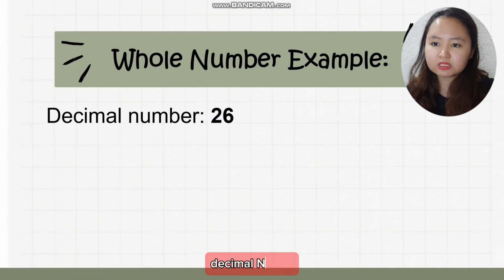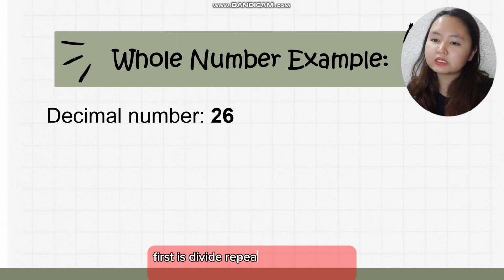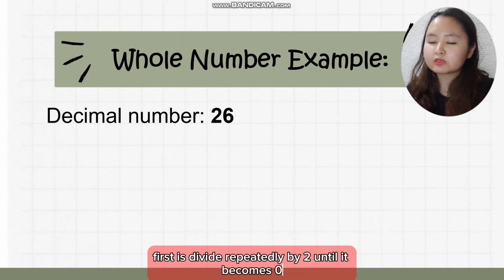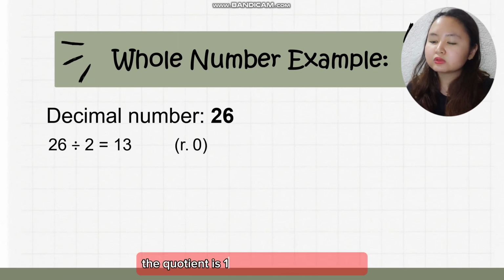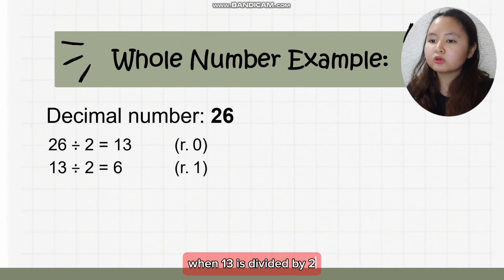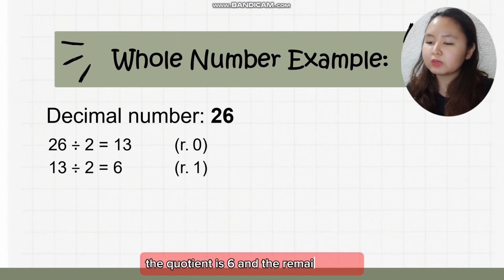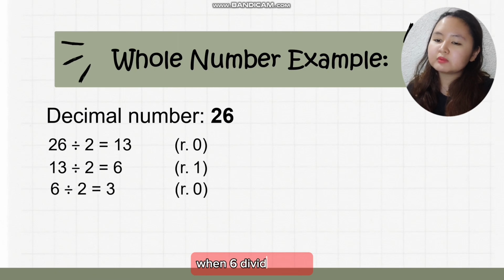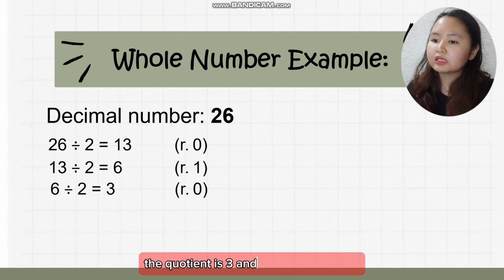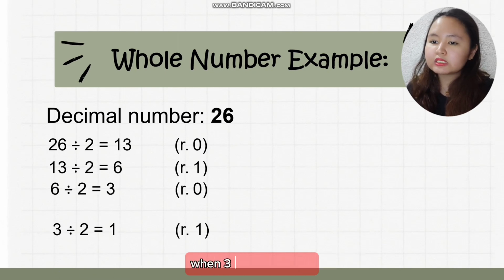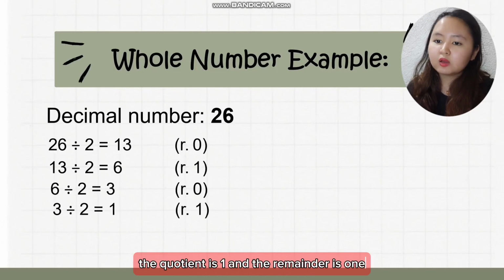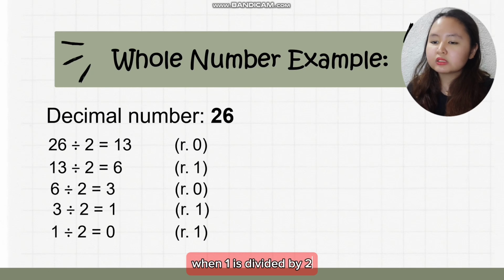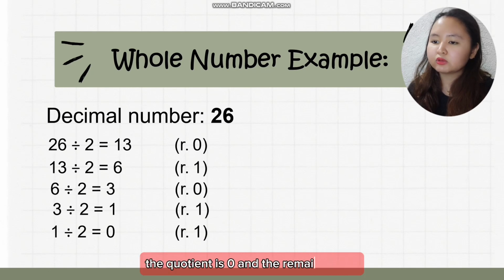Decimal number 26. First, divide repeatedly by 2 until it becomes 0. When 26 is divided by 2, the quotient is 13 and the remainder is 0. When 13 is divided by 2, the quotient is 6 and the remainder is 1. When 6 is divided by 2, the quotient is 3 and the remainder is 0. When 3 is divided by 2, the quotient is 1 and the remainder is 1. When 1 is divided by 2, the quotient is 0 and the remainder is 1.